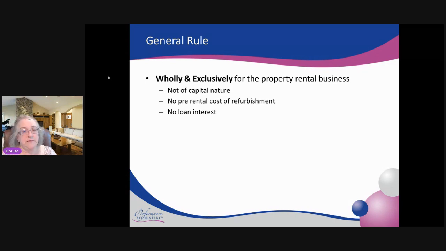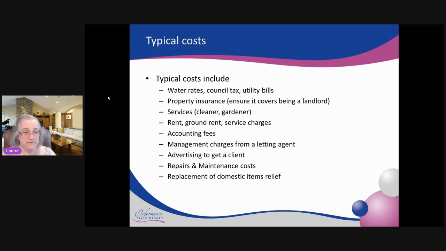So what we have then is wholly and exclusively for the property rental business. So what are your typical costs? Okay, so we can look at your water rates, council tax, utility bills like gas, electricity, oil, etc. If you have a septic tank, for that to be emptied. This is on the assumption that the tenants are not currently paying for it. If these are your costs and you've incurred them, they will be allowable for the property accounts.